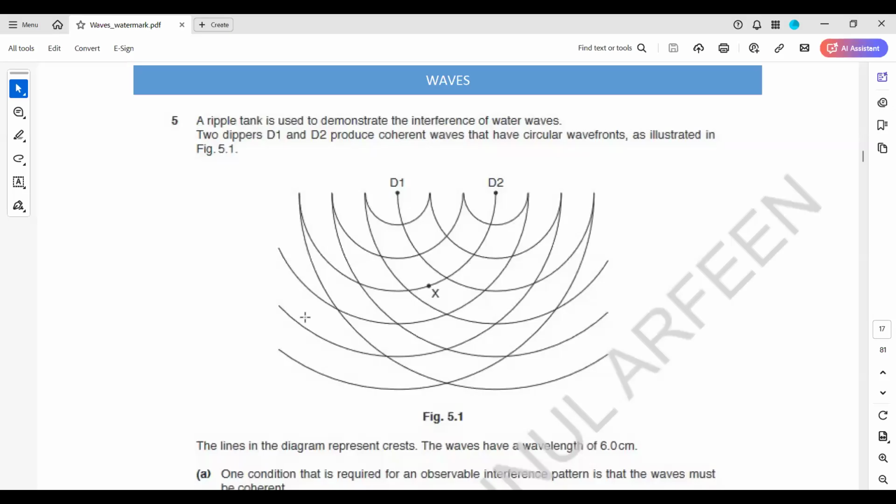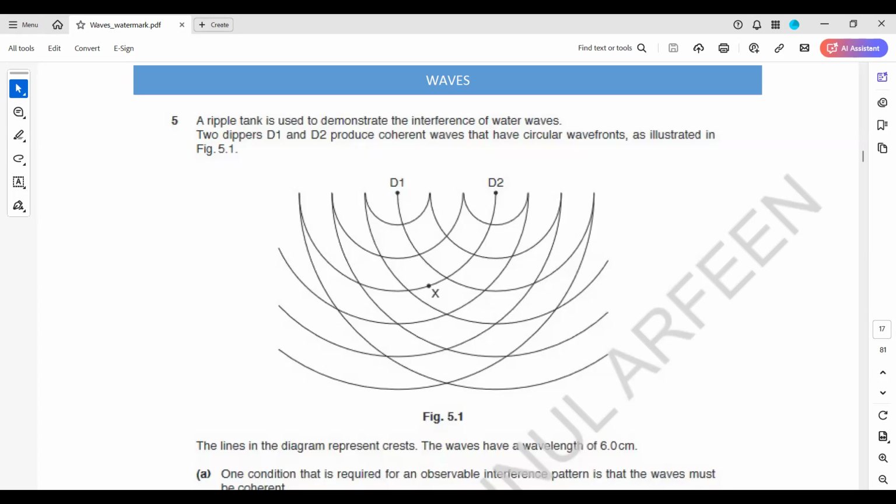So in this exercise, you will see the questions related to the topic of waves. In the question, a ripple tank is used. What is the main purpose of a ripple tank? It's used to observe or demonstrate the properties of waves, like reflection, refraction, diffraction.